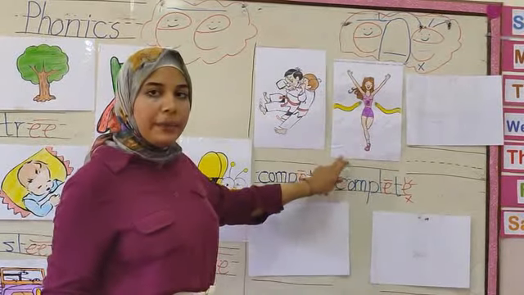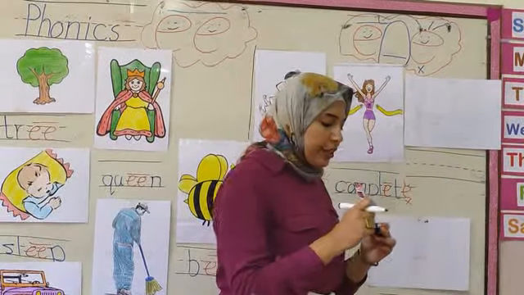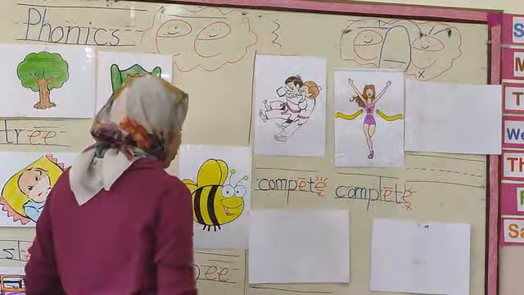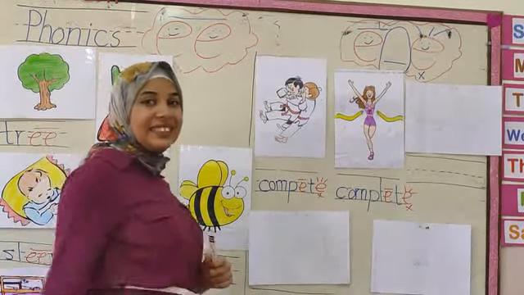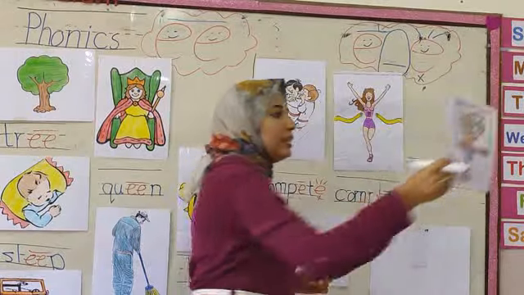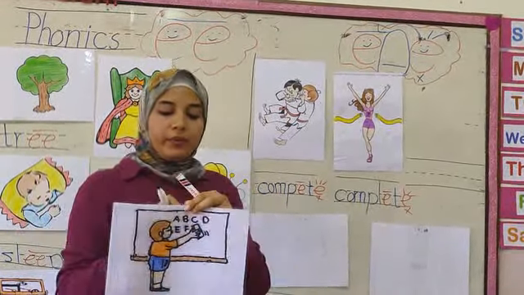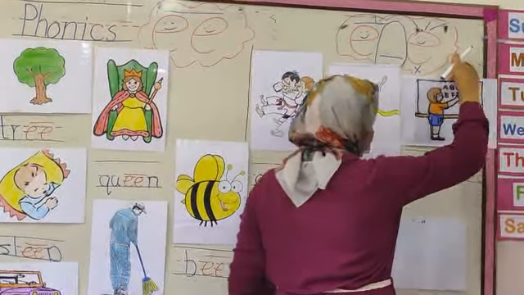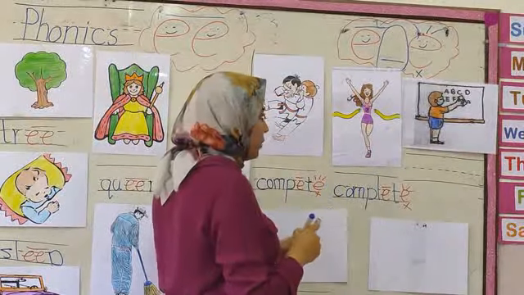Complete, complete, complete. The third one here: if I have something and I want to remove it, I do what? Delete, delete, delete. He's deleting the board, can you see? Delete, let's write the word delete.